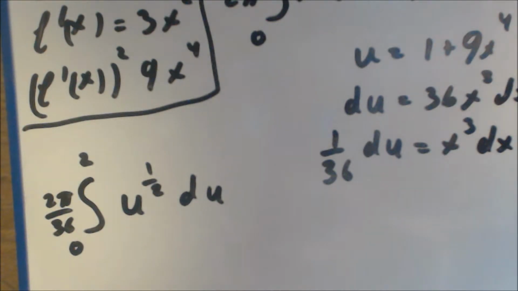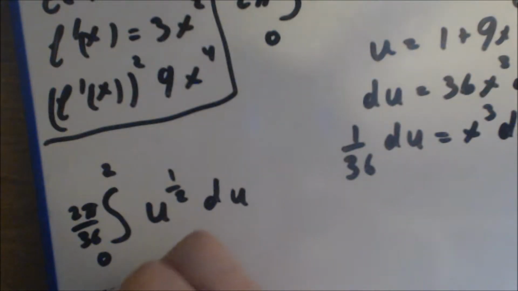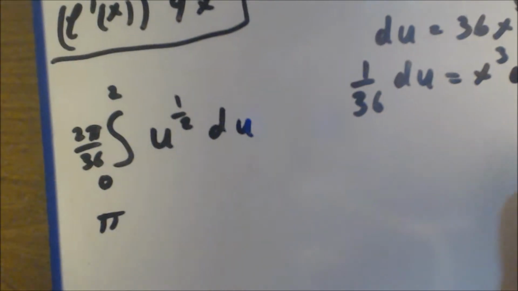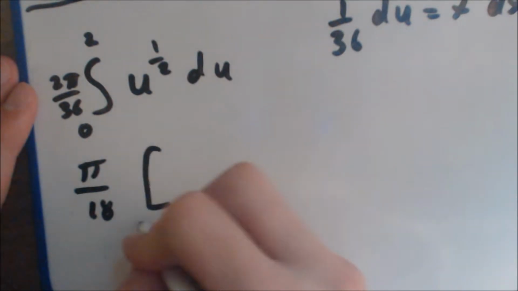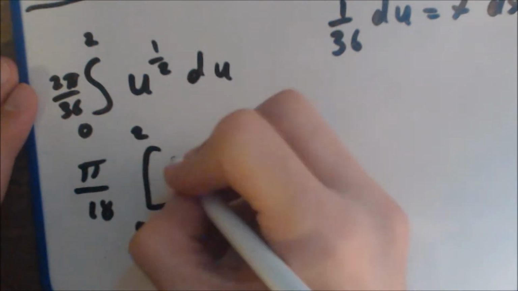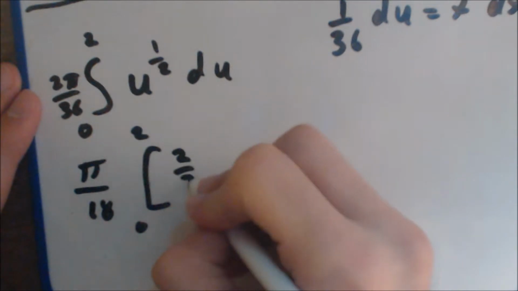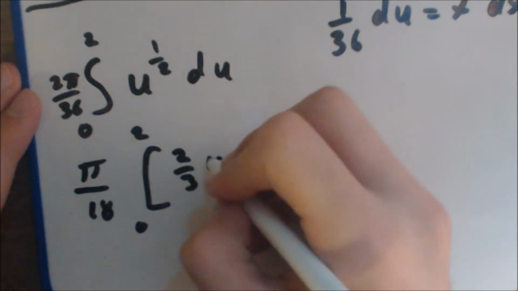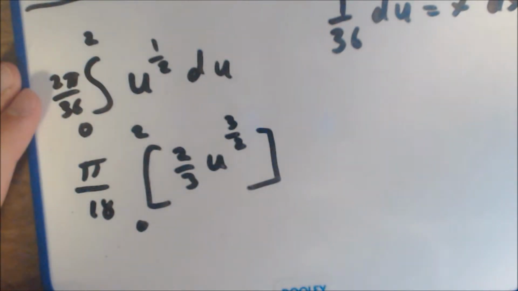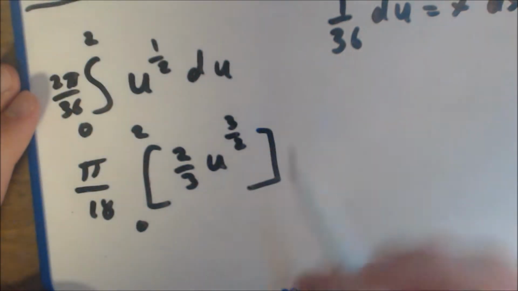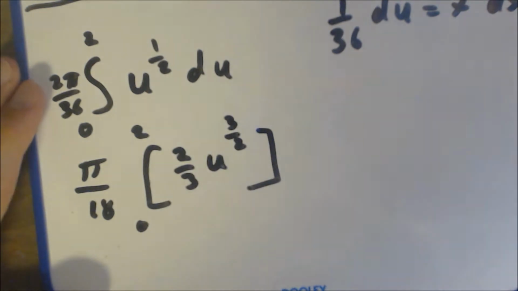So we're going to integrate this. Simple enough. It's just u to the 1/2, a super easy integration. This is actually going to be pi over 18 from 0 to 2 of 2/3 u to the 3 over 2. Oops, you have to sub the 0 and the 2 in.